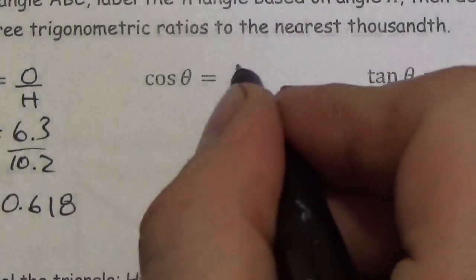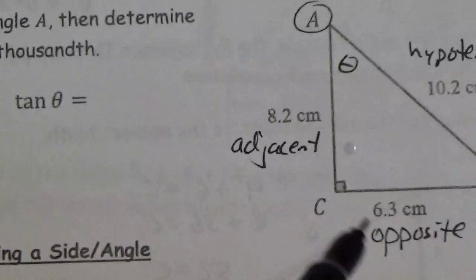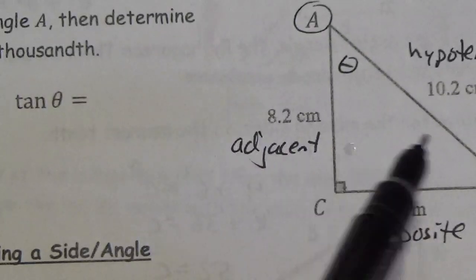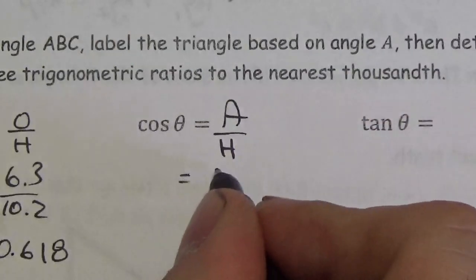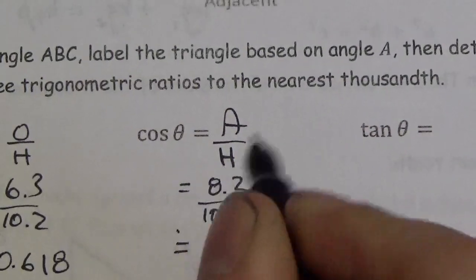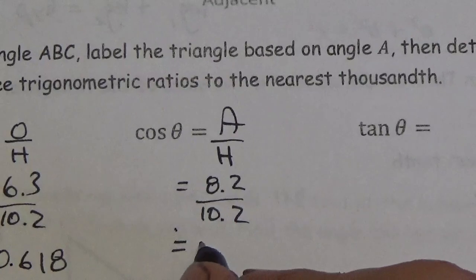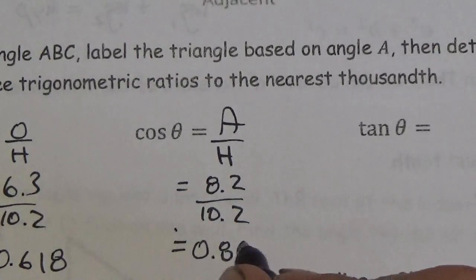Cosine is going to be the adjacent over the hypotenuse. So let's go to my triangle here. My adjacent side is 8.2, and again, my hypotenuse is 10.2. So this is going to be 8.2 divided by 10.2. And again, I'm just going to go over here to my calculator and plug that in. And to the nearest thousandth, that will be 0.804.